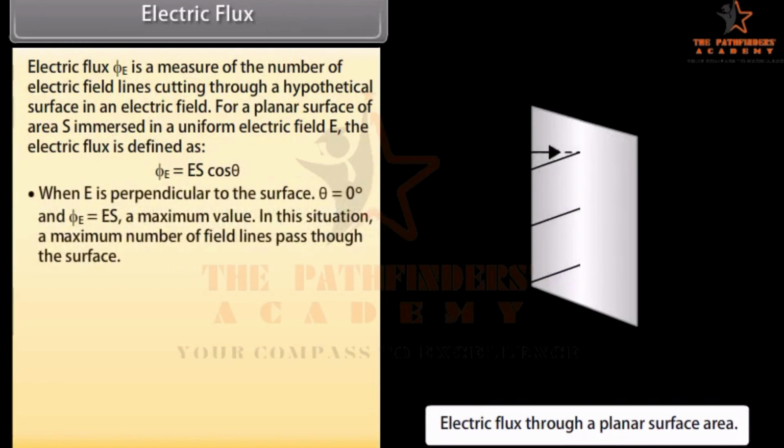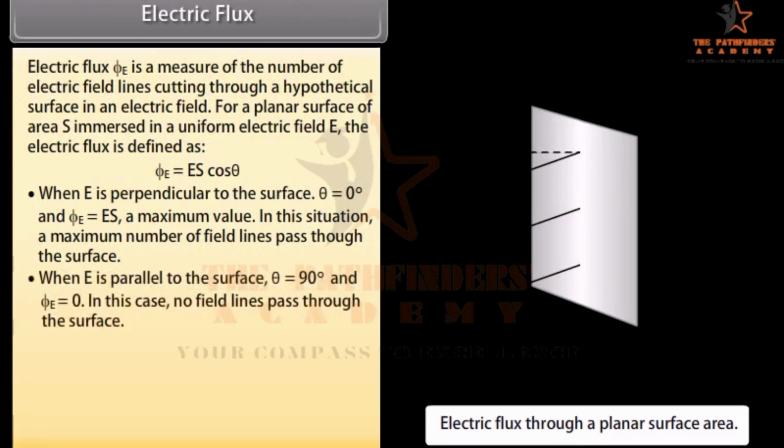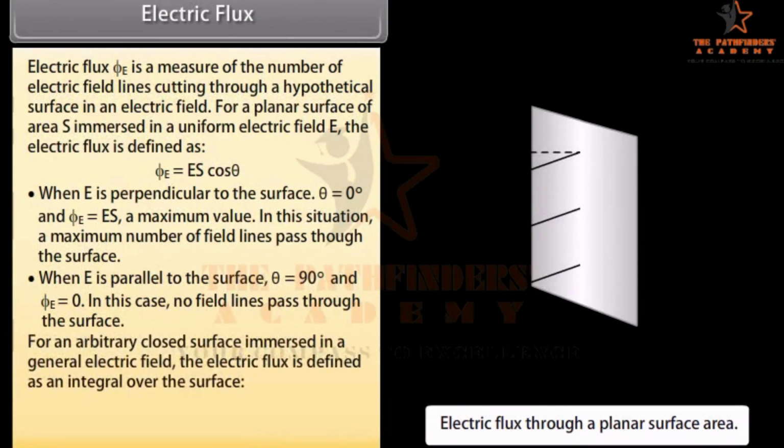When E is perpendicular to the surface, theta is equal to 0 degree and phi E is equal to ES, a maximum value. In this situation, a maximum number of field lines pass through the surface. When E is parallel to the surface, theta is equal to 90 degree and phi E is equal to 0. In this case, no field lines pass through the surface. For an arbitrary closed surface immersed in a general electric field, the electric flux is defined as an integral over the surface of E cos theta. The SI unit of electric flux is Newton meter square per coulomb.